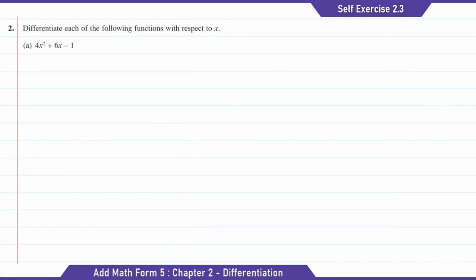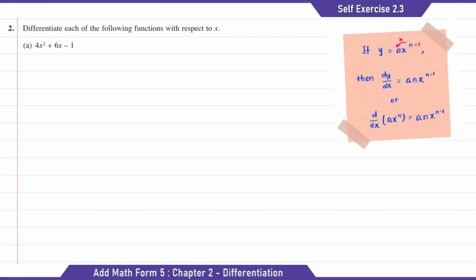Question number 2. Differentiate each of the following functions with respect to x. Question A. Differentiating 4x squared plus 6x minus 1 with respect to x. So here we're going to get 4 times 2, which is going to be 8x to the power of 1, plus 6. When differentiating just a constant, the answer is equal to 0.